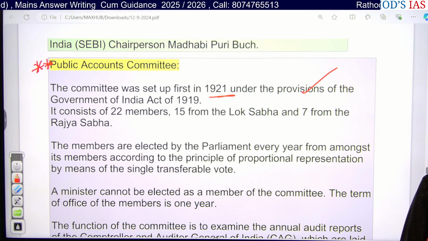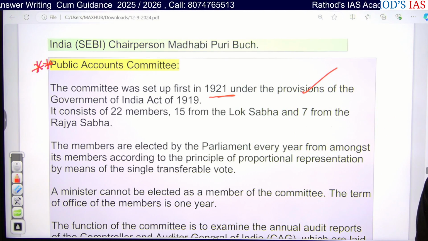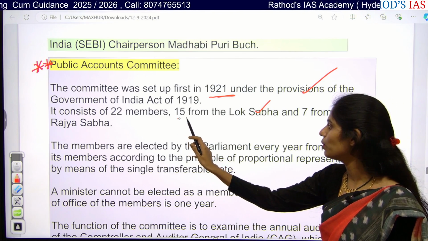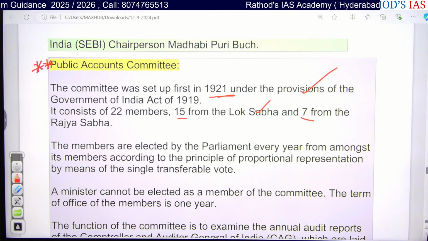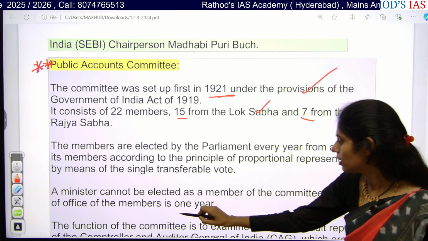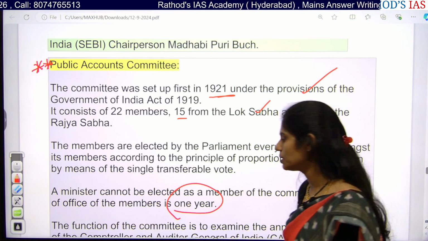And how many members? We have 22 members, and we have members from both Lok Sabha and Rajya Sabha. And this number is also very important: 15 members from Lok Sabha and 7 members from Rajya Sabha. Okay, so their office is for 1 year, and every year they will be forming this PAC.